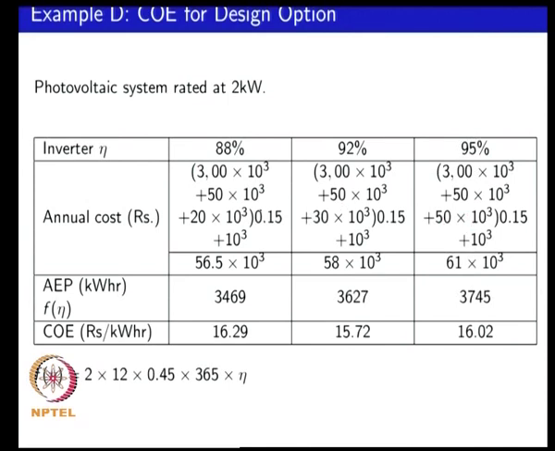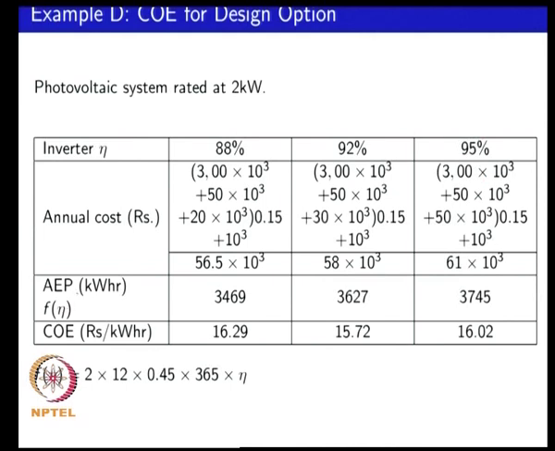So, you take the capital cost and multiply it by your interest rate, which is 0.15, and then you add your annual maintenance cost, which is 1000 rupees, to calculate your annualized cost. The annualized cost for the three options works out to 56,000 rupees for option 1, 58,000 for option 2, and 61,000 for option 3.